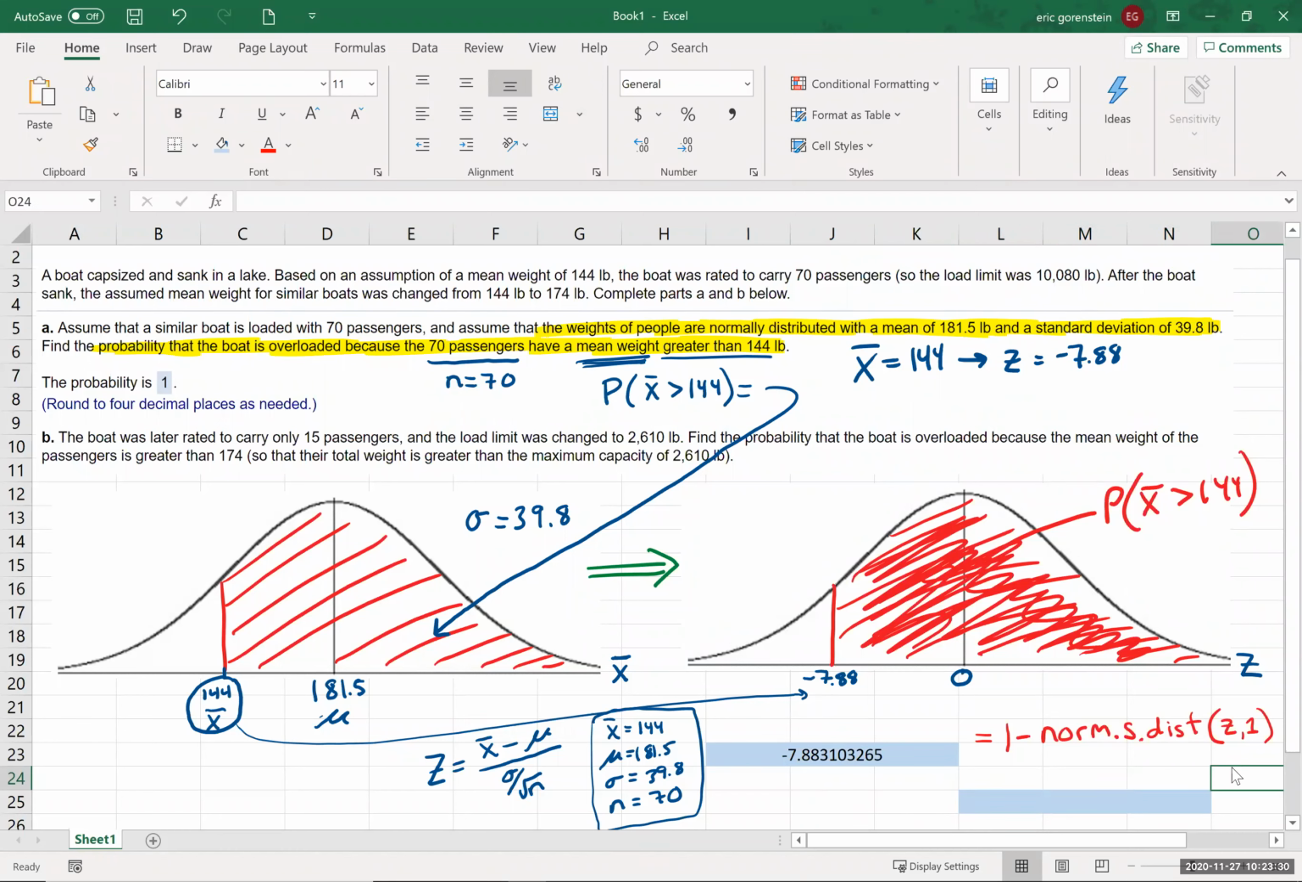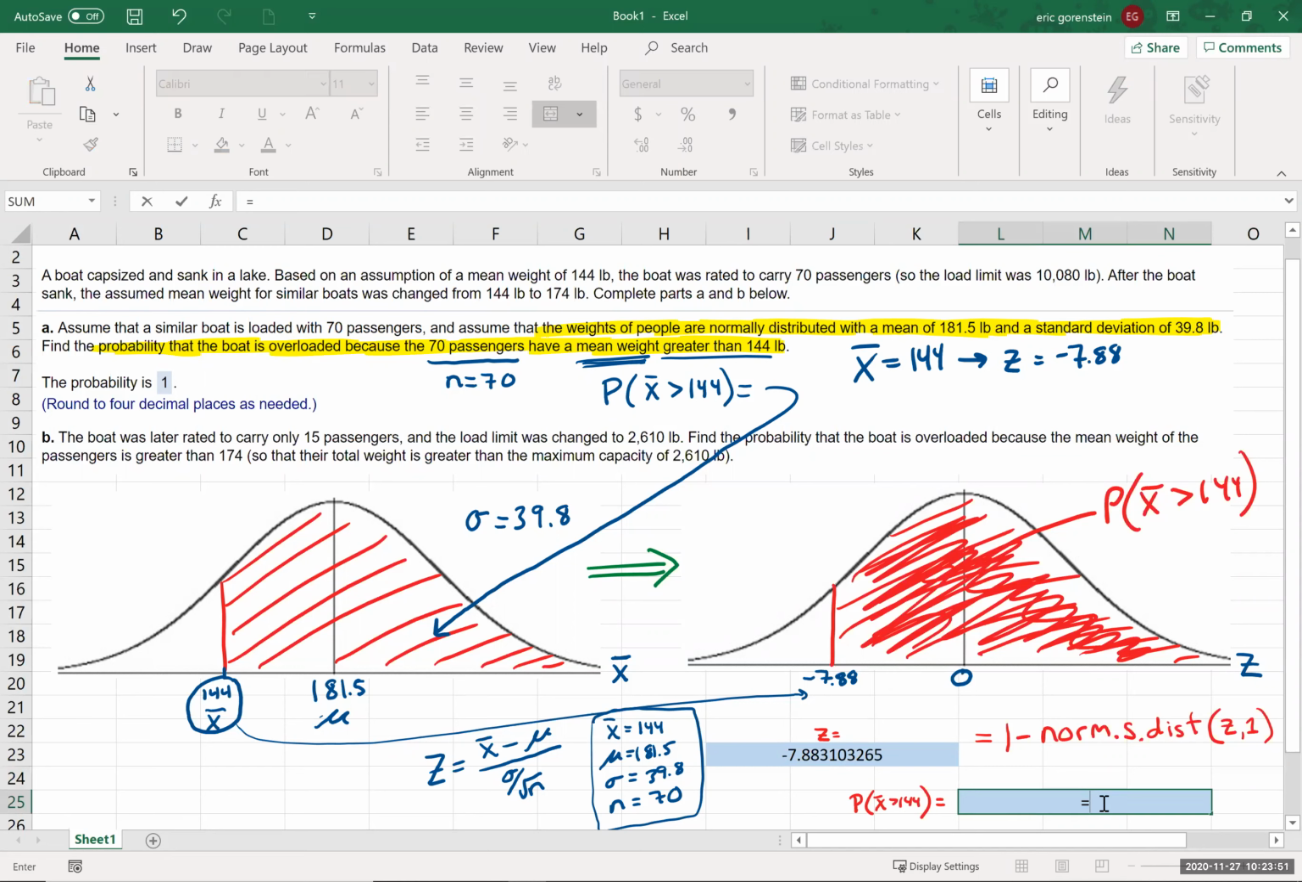And that. So this first answer was the z-score. The second one, the probability that X bar is greater than 144 is equal to, and we'll use Excel for that, equal 1 minus norm.s.dist. So the 1 minus is making it to the right of the z-score instead of to the left of the z-score.